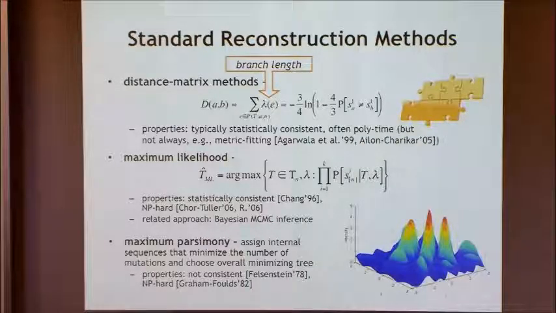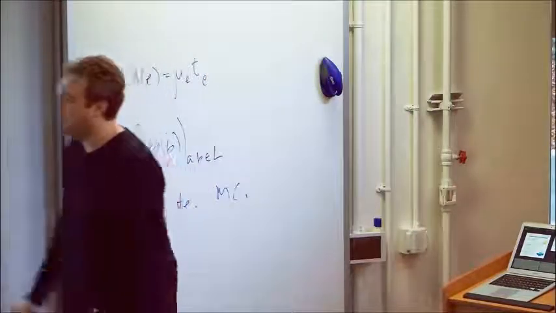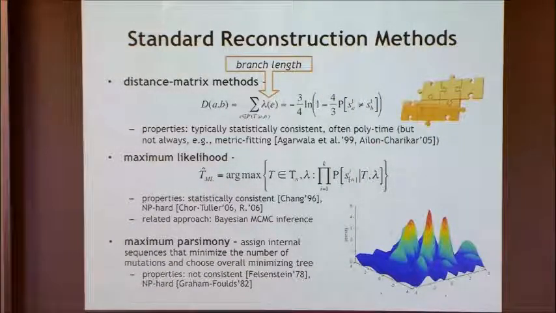Suppose I give you this data set, and I give you a particular tree. For that tree, you can compute the parsimony score, which corresponds to the following thing. You're going to assign a sequence to every internal vertex in such a way that you minimize the number of mutations along the edges. This is called the parsimony score. And then you take the tree that minimizes that. So you're doing this optimization problem over the space of trees, where you have a particular score that corresponds to choosing internal sequences that minimize the amount of mutation that you need to explain the data.